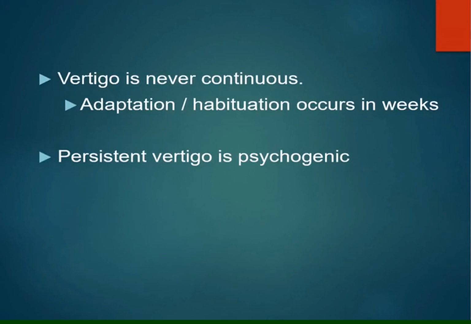So the important point is that vertigo is never continuous. Even with structural lesions, there is adaptation and habituation, which can occur in weeks. And so if you have somebody that considers their dizziness or vertigo as persistent, ongoing, unrelenting, generally that has a psychogenic underpinning. So that's an important distinction.